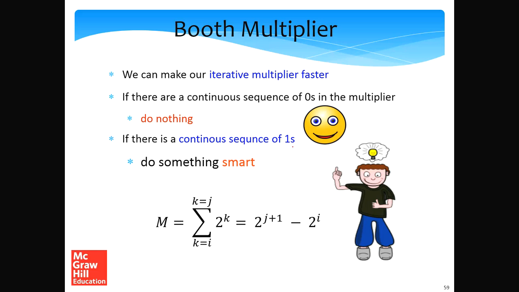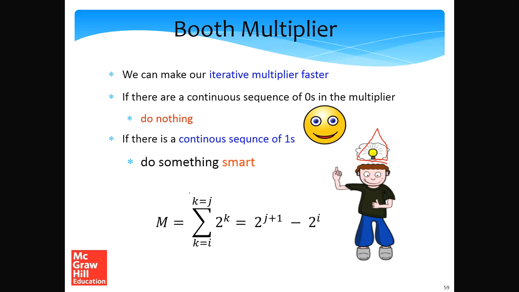However, if there is a continuous sequence of ones, then in the iterative multiplier we keep on doing additions and a subtraction at the end. Maybe we can do something smart. So that's where an idea strikes us. So what's the idea? Let's take a look at this simple identity over here.